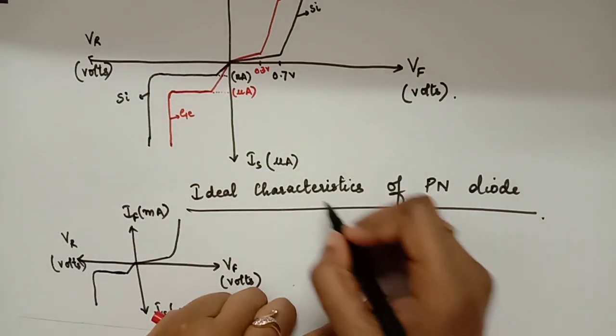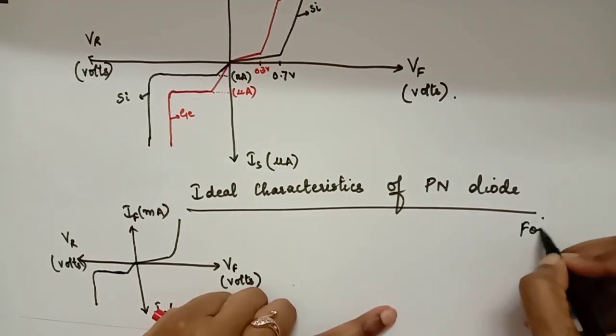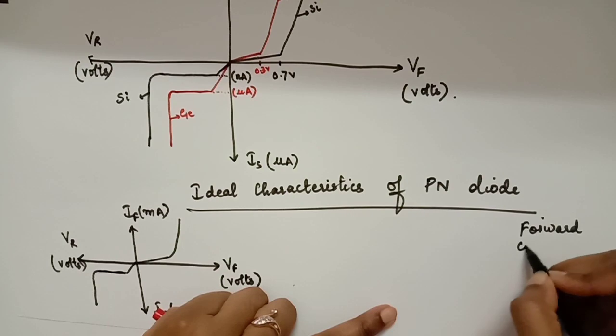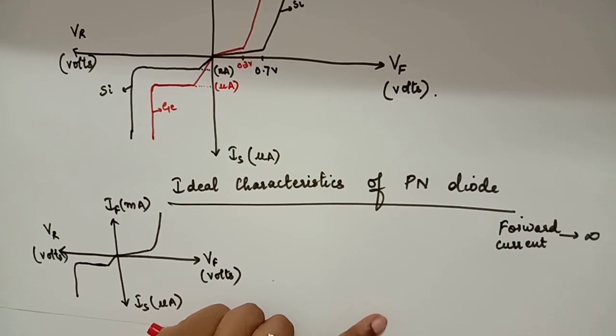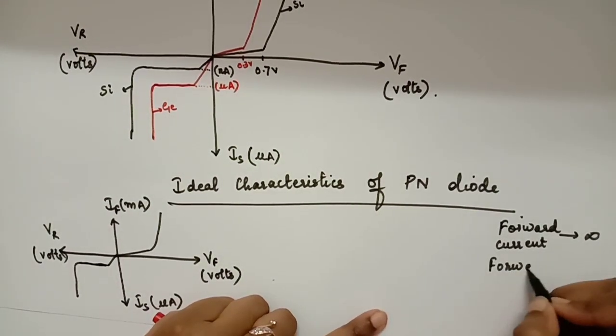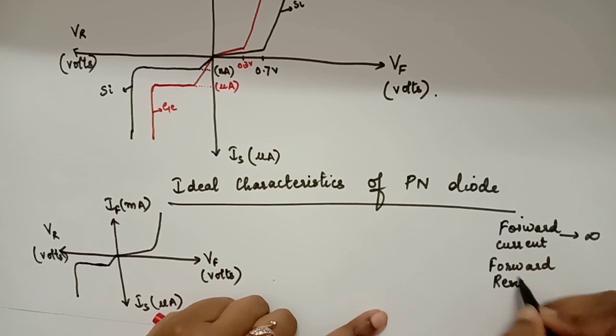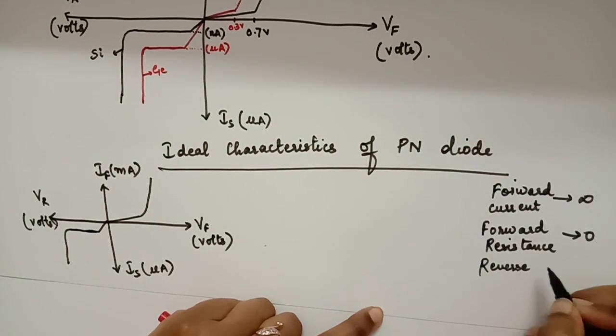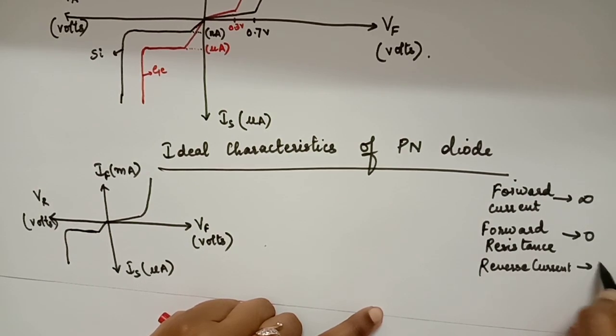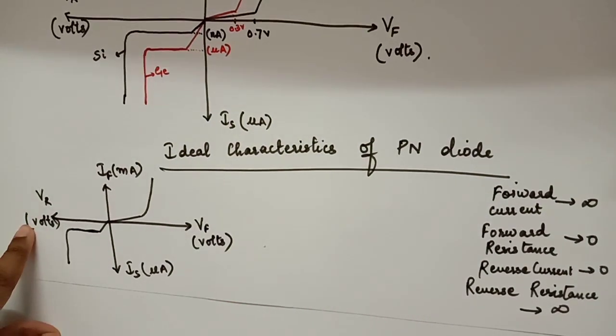So always remember, for ideal case: forward current infinite, forward resistance 0, then reverse current 0 and reverse resistance infinite. Always remember it. So how will we draw the characteristics?